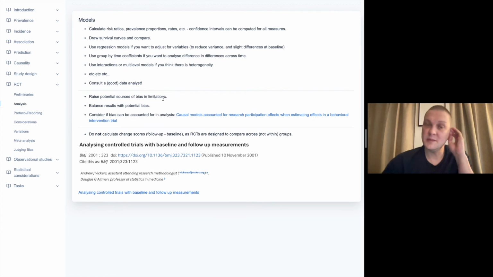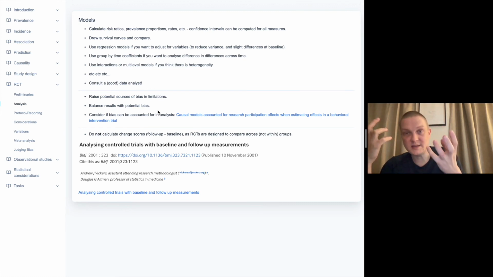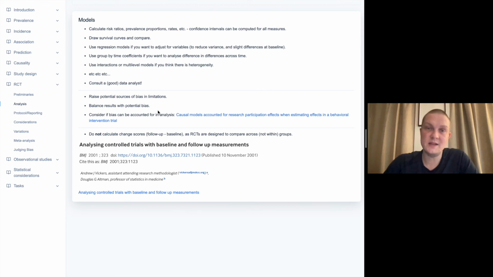In your limitations, you should raise potential sources of bias. You should balance your results with potential bias. You should think about what your model tells you, add in what bias you expect in your study, and see what are actually your findings. And also consider if you actually can account for the bias in analysis. So not just raising it as a concern, but actually accounting for it. And there's a paper here on one way of doing it using causal models.